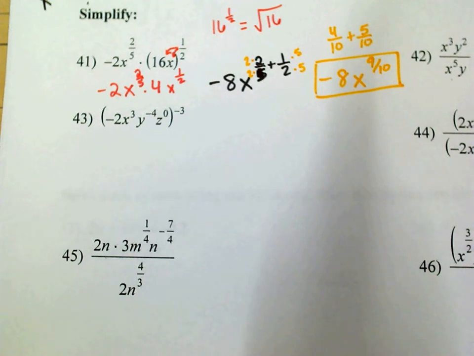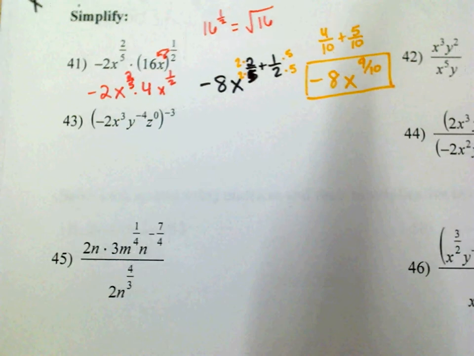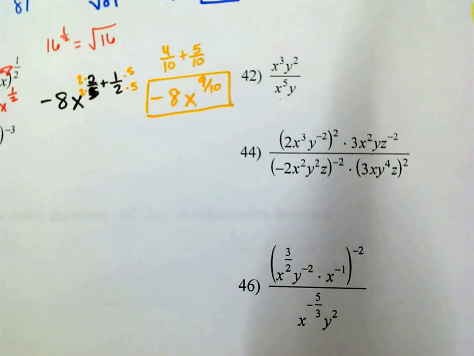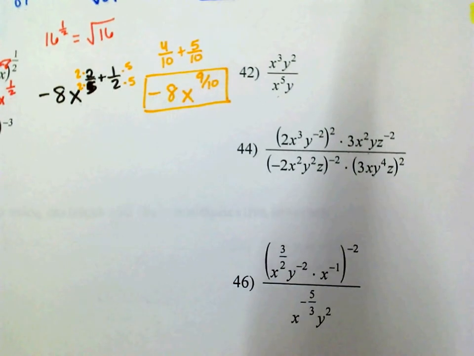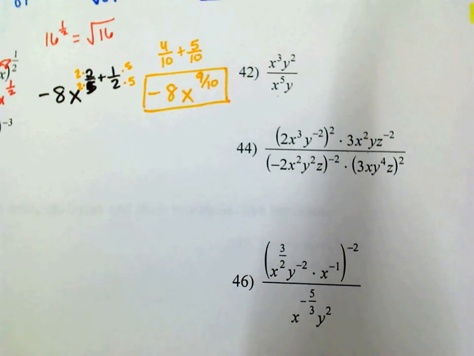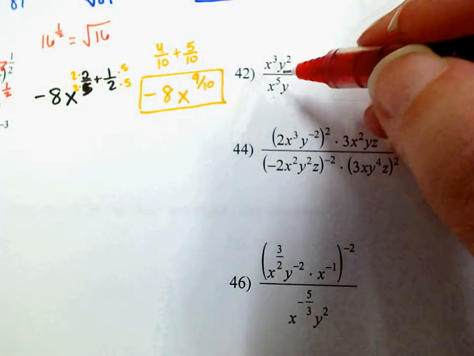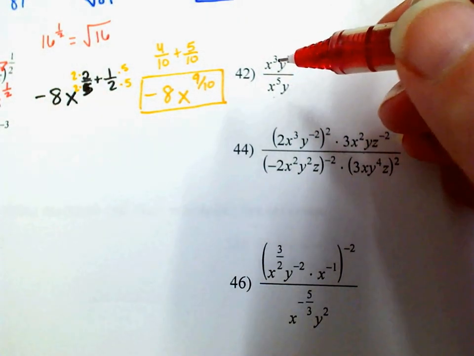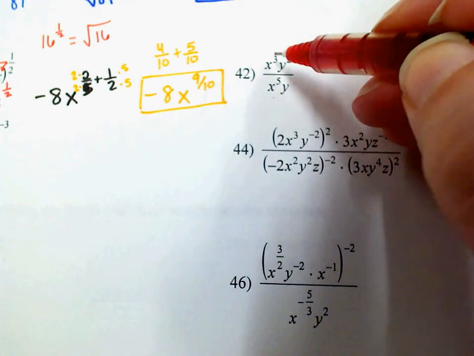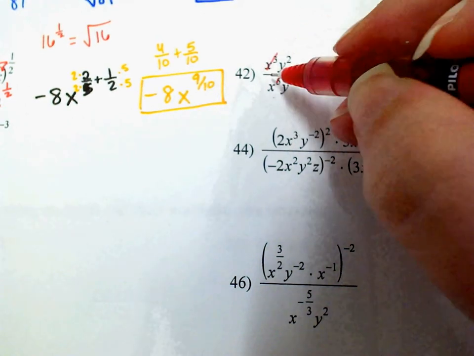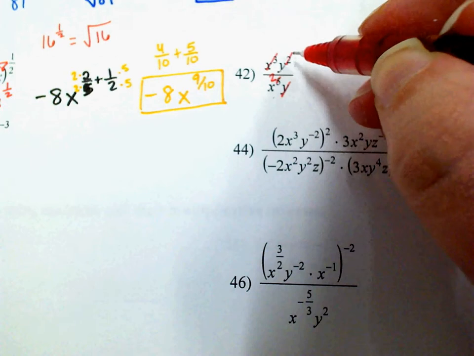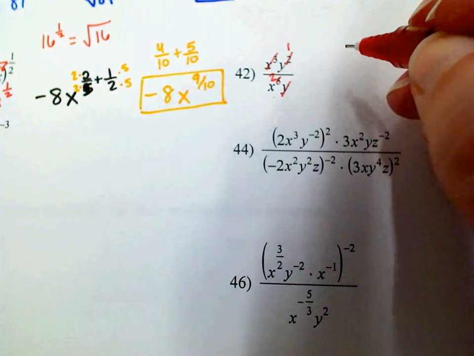Okay. On 42. 42 is pretty simple. What am I supposed to do? Right. When they're on top and bottom, it's subtraction, and I can just think of it as canceling them out. 3 of these cancel out with 3 of those, leave me with how many x's? 2. A 1y with 1y, leave me with 1y. So the final answer is? Perfect.